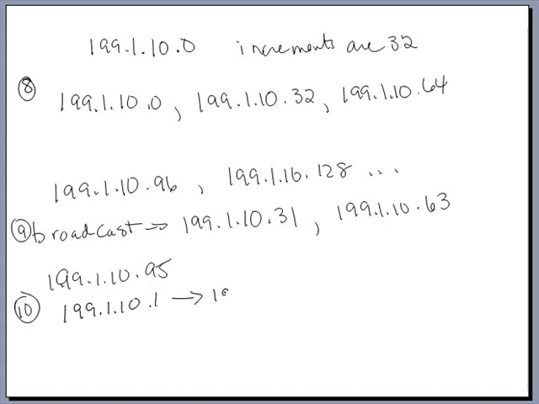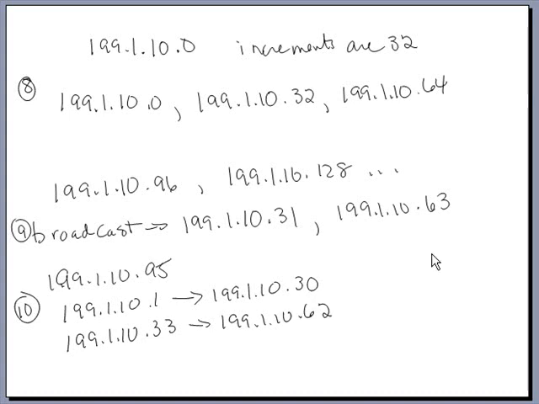199.1.1.1 all the way to 199.1.1.30. So that's going to give me the range. And that would be for the first one. The second one, it's going to start at 32, but I don't use 32. So the second one's going to go 199.1.1.33 all the way. Now I can't use 63, so it's all the way to 199.1.1.62. And I keep doing that for those addresses.